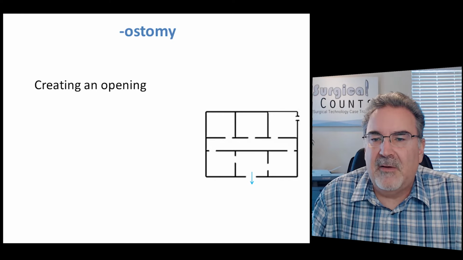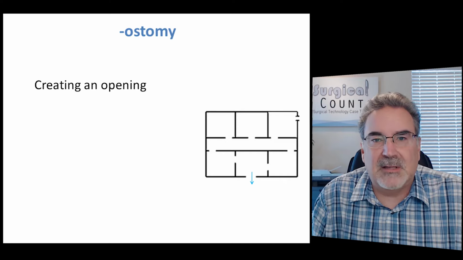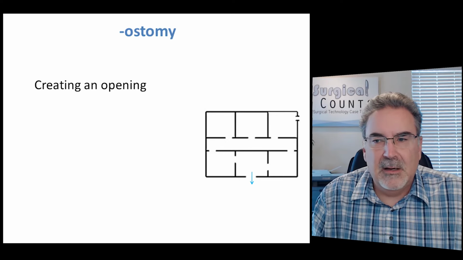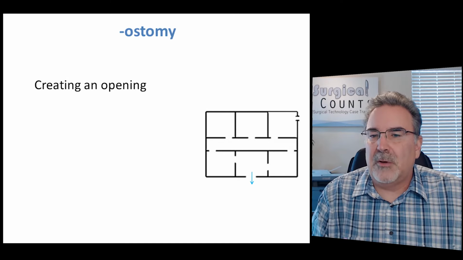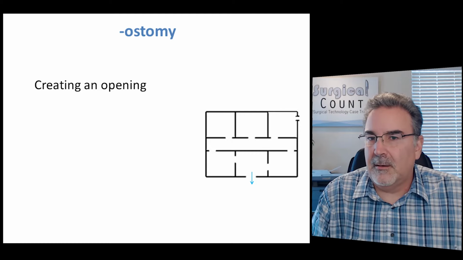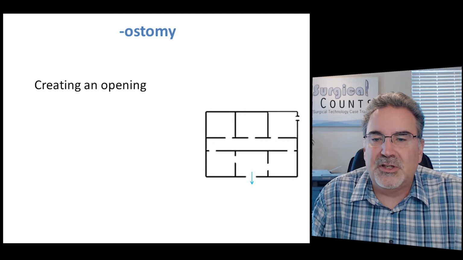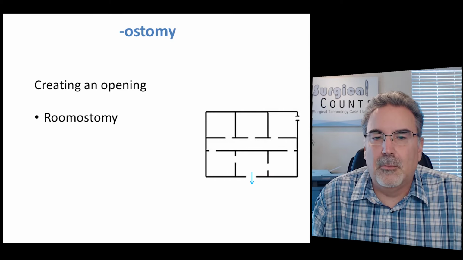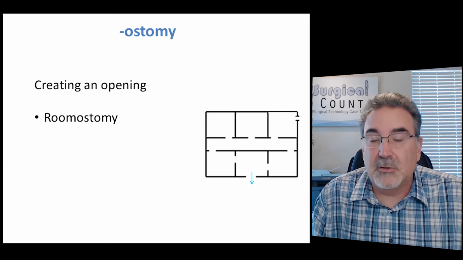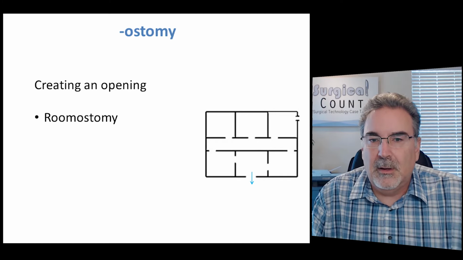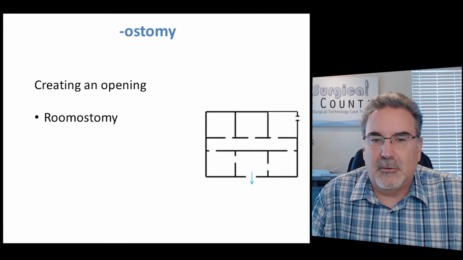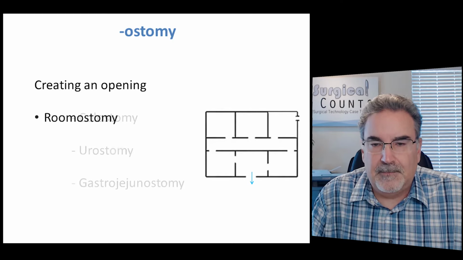So what happens in this case? In this case, we have a room and we're creating an opening that's going to the outside of the building. So essentially, think of it this way. You're going out to nothing. So if you're going to nothing, there's not going to be a term. So in this case, we're just going to call this a room ostomy because we're going from a room to nothing. So there is no second term, and it's going to be followed by ostomy. So a room ostomy goes from the room to the outside.